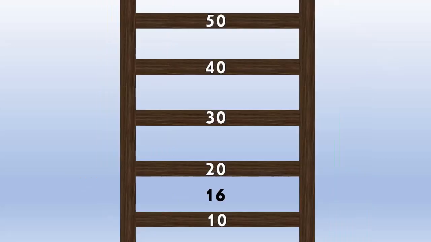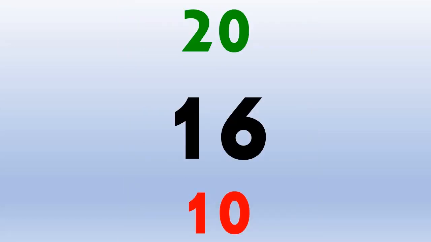Let's say we want to round 16 to the nearest step on the ladder. The round number below 16 is 10. The round number above it is 20. So first we have to see which place value is being rounded. Since we are counting by tens on our ladder, that means we round the digit in the tens place.